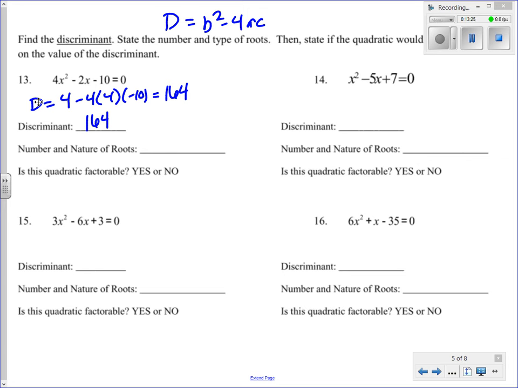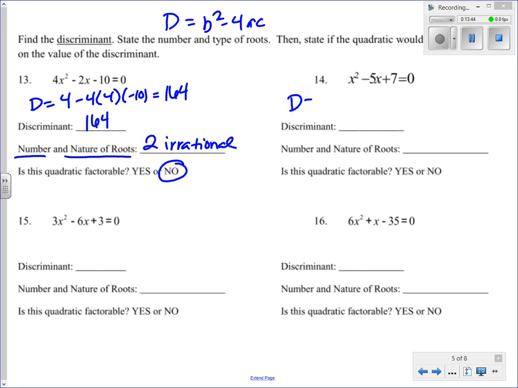When we get a number that is not a perfect square, that tells us that we have 2 irrational roots. And we know that when it's irrational, it is not factorable.